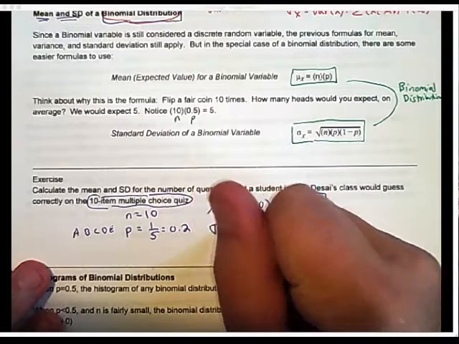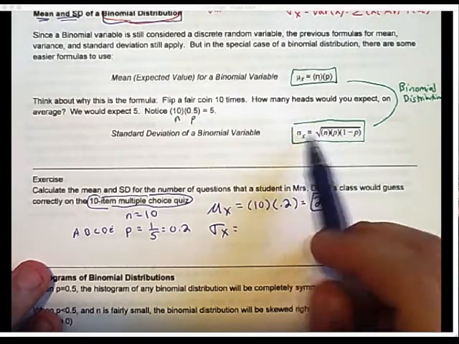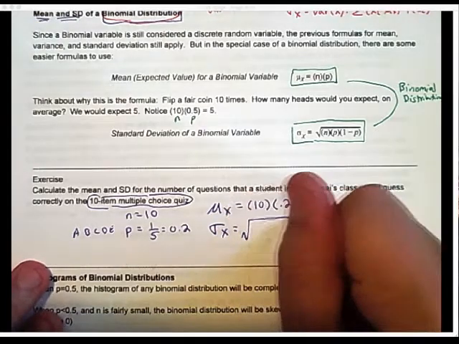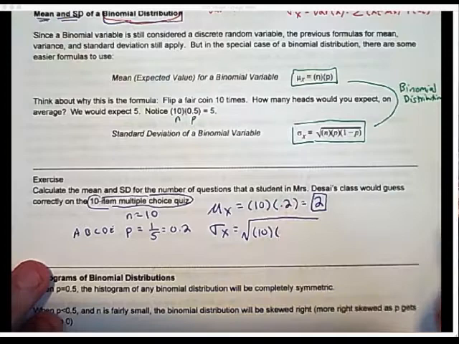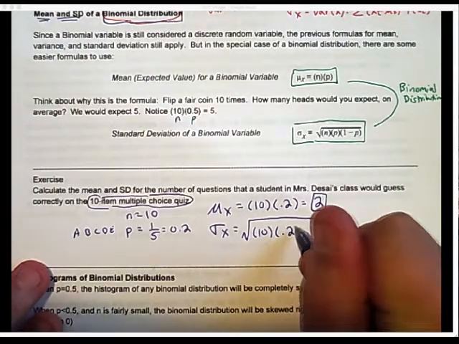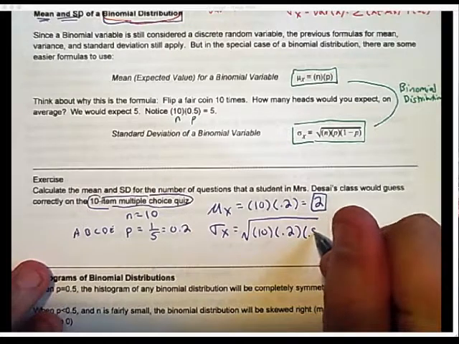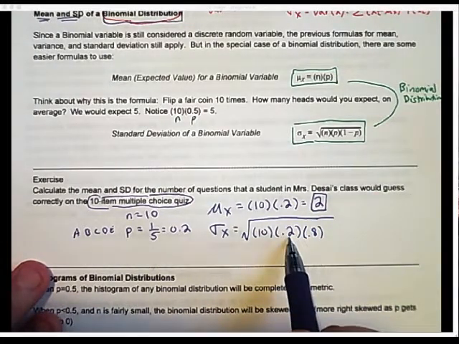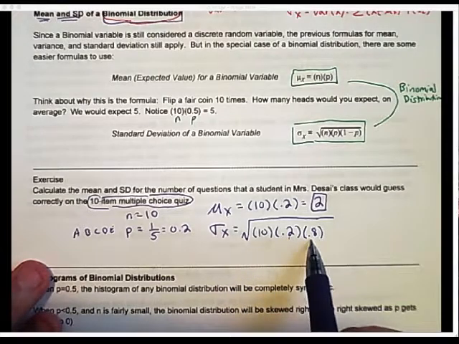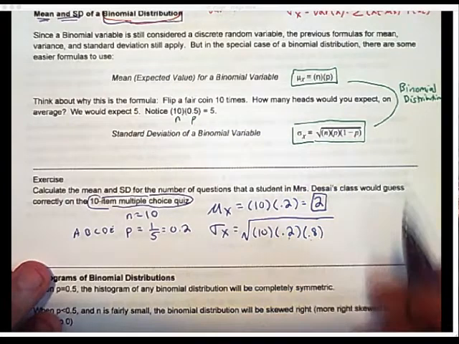Now how are we going to find the standard deviation? We're going to use this formula. Big square root of n, so there's your 10, times the probability of success, which is 0.2, but you have to add in another term: the probability of failure. If 0.2 is the probability of success, 0.8 is the probability of failure, because 1 minus 0.2 is 0.8.